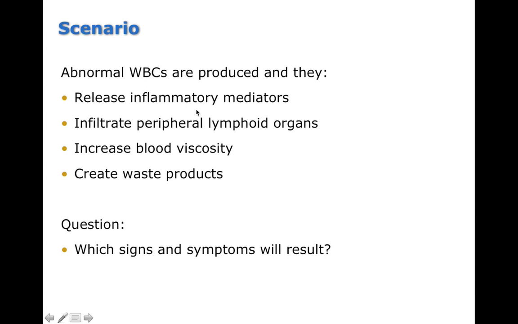We also talked about how leukemias and lymphomas, if they proliferate in peripheral tissues, can lead to swelling within those tissues. So if we're talking about a leukemia, we're going to see swelling within peripheral organs like the spleen or the liver.